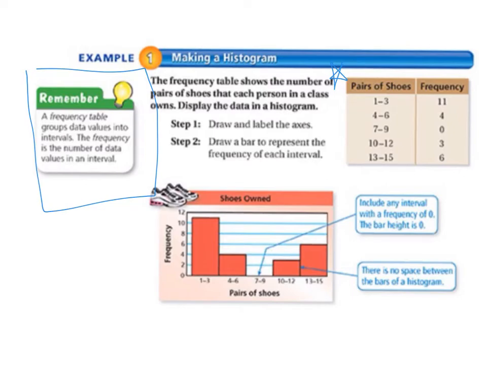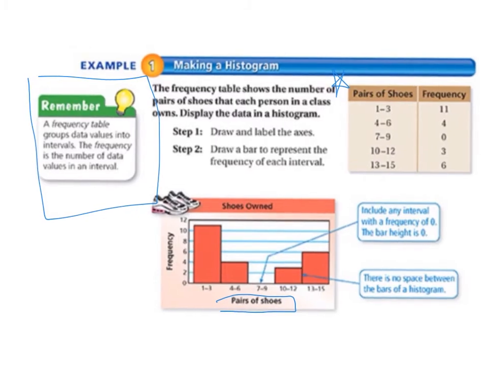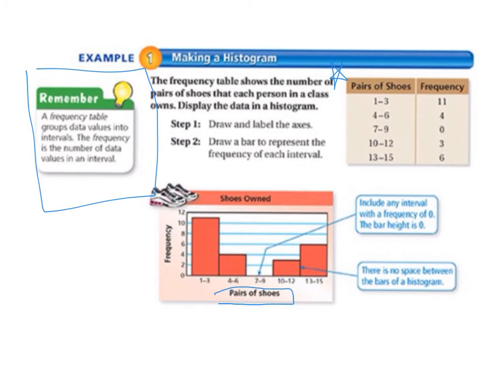So step 1, it says draw and label the axes. So we would draw the x and y axes, and your frequency goes on the y-axis, and then the actual data, the pairs of shoes, goes on the x-axis. So step 2 is to draw a bar to represent the frequency of each interval.